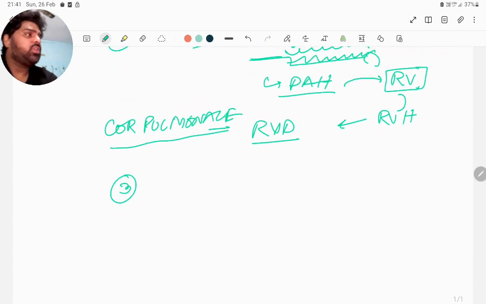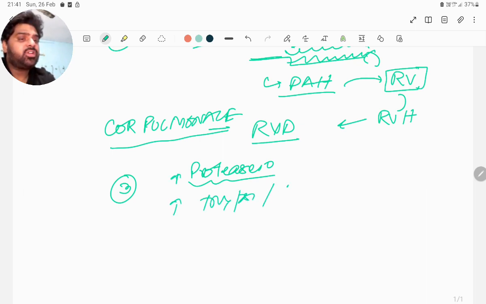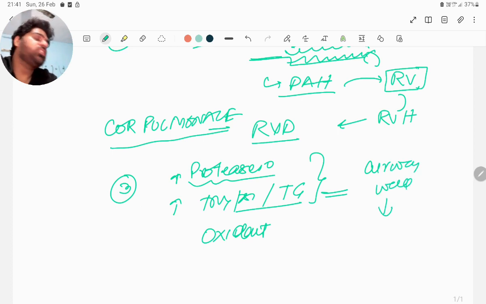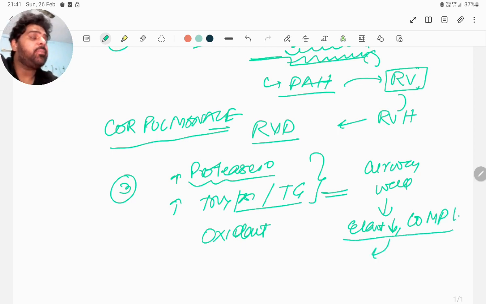Third, there is increased protease, increased trypsinogen and other oxidants, they destroy the airway wall. And when the airway wall is destroyed, what happens? Their elasticity decreases, compliance decreases, and their ability to expand decreases. Also, there is a decrease in the elastic recoil.